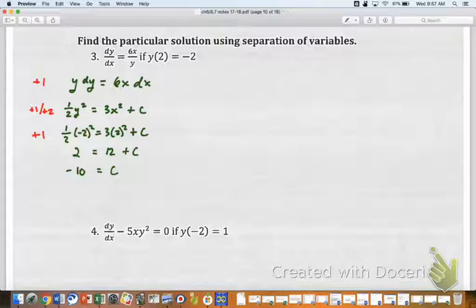I'll highlight this. I used this step right here to plug in my initial condition. So when I find my c, in this case -10, that's the step that I need to plug back into. So check this out. I think you'll be pleasantly surprised. So 1/2 y squared equals 3x squared, and I know my c is -10. And now I'm going to solve for y. I'm holding this off till the very end.